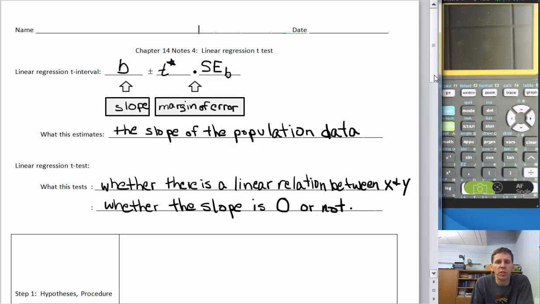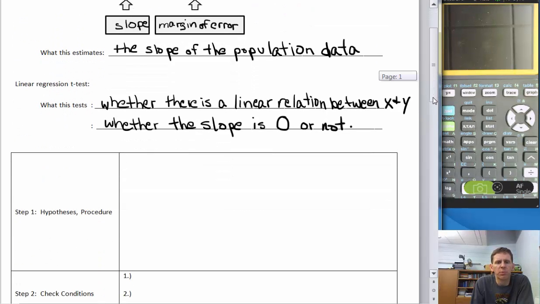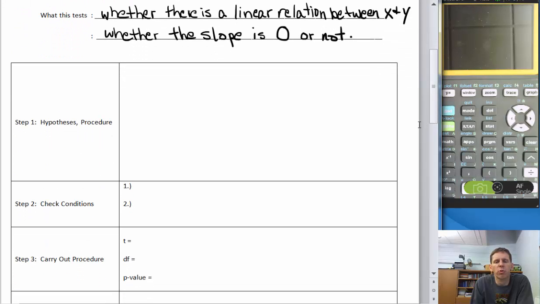When you set up a linear regression t-test, we will have 4 steps. And just like we had with our chi-square test or our one proportion or one sample t and z test, we're going to start off with some hypotheses. H sub O and H sub A. Because we want to see if there's a linear relation or whether the slope is 0 or not, we're going to talk about the null hypothesis being there being no relationship, or you can say that beta is actually equal to 0. Beta is our abbreviation for the population slope.